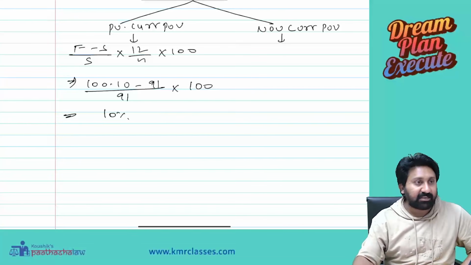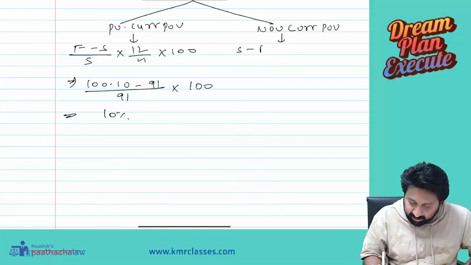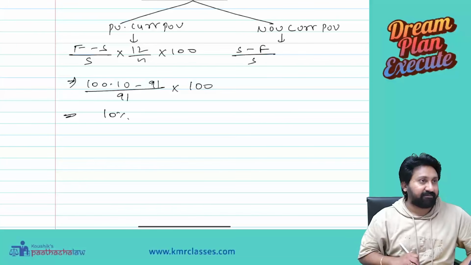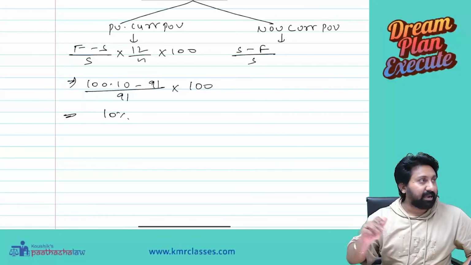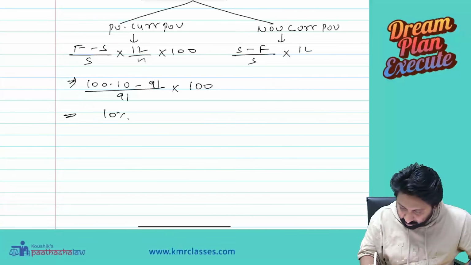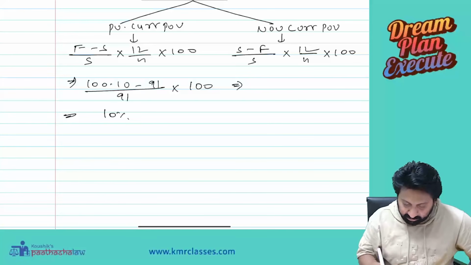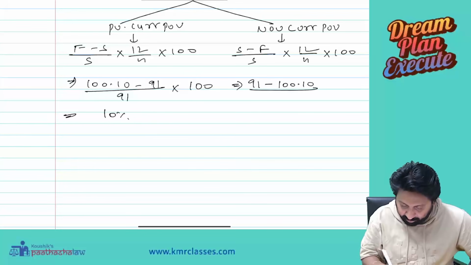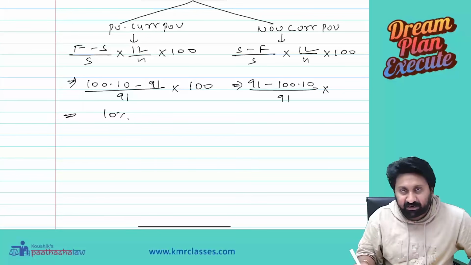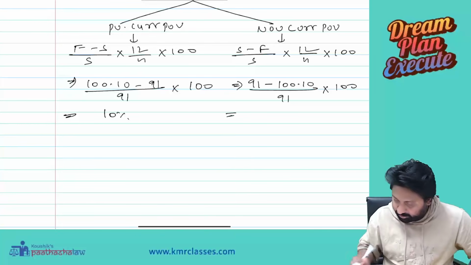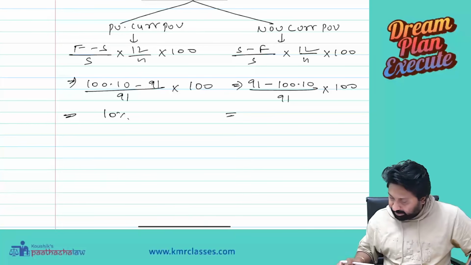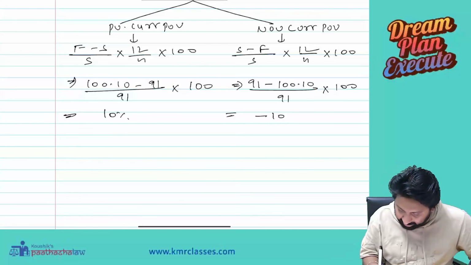For the number of units currency, the formula will be (S minus F) by F into 12 by N into 100. What is the spot? Spot will be 91, minus forward, which is 100.1, whole divided by F, which is 100.1, into 12 by 12, which is 1, into 100. That gives minus 9.1%.